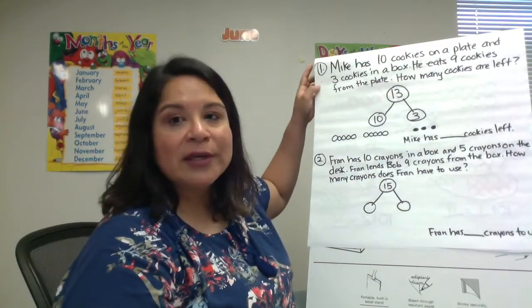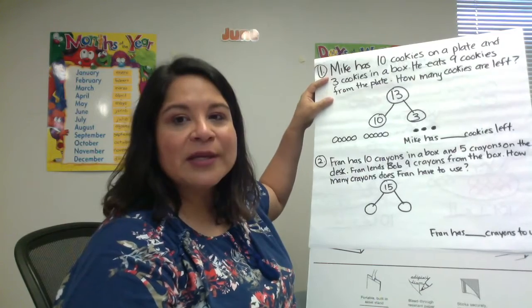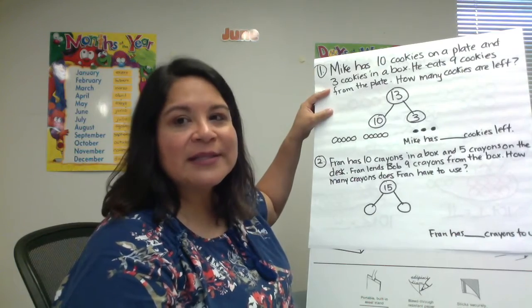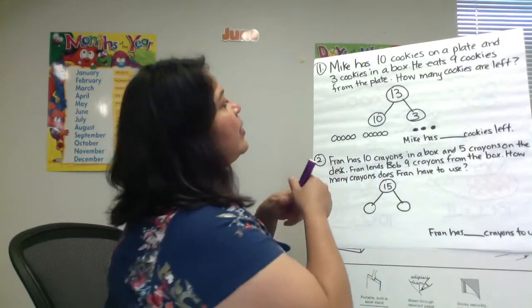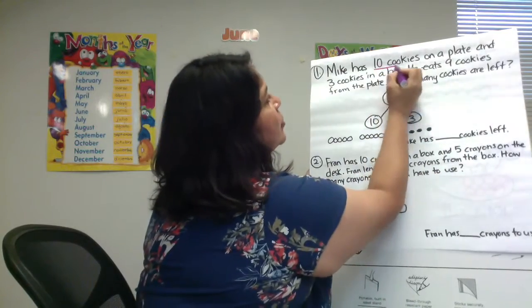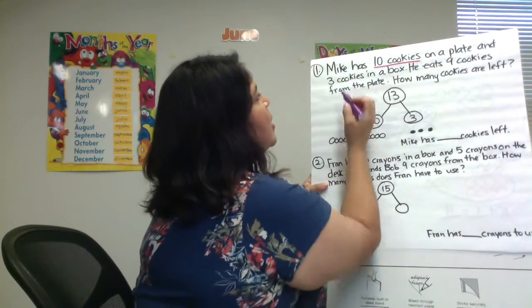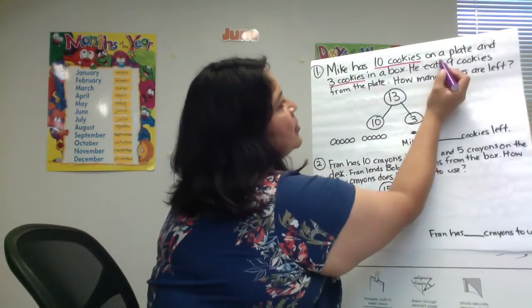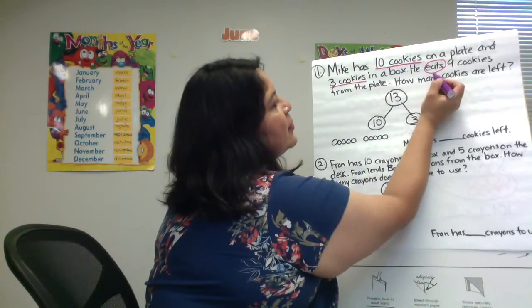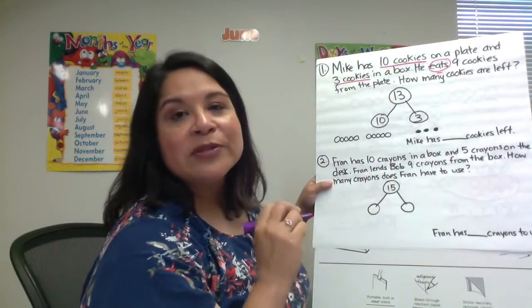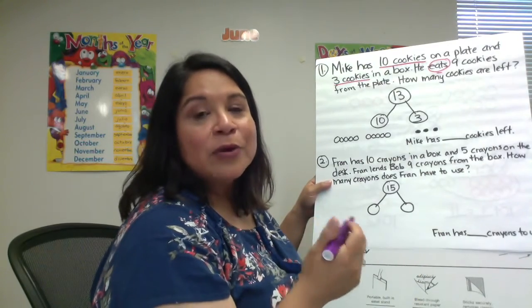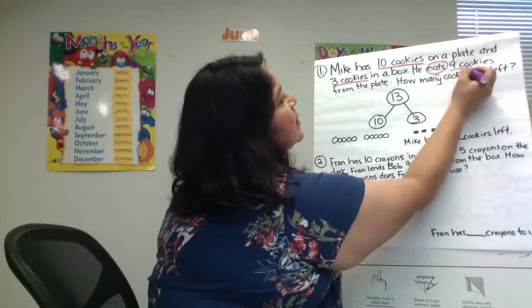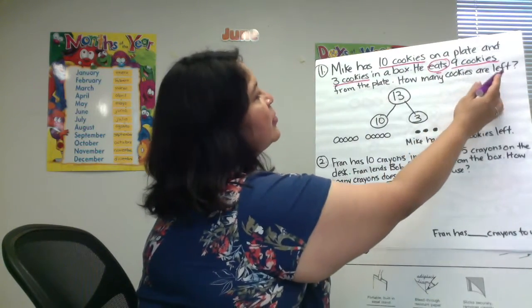Mike has 10 cookies on a plate and 3 cookies in a box. He eats 9 cookies from the plate. How many cookies are left, right? So I'm going to go ahead and underline my information. 10 cookies, right, are on a plate. 3 cookies are in a box, and he eats 9. Right? So if I eat it, then I no longer have it. So I'm going to put a subtraction sign. Remember, when we subtract, we're taking away. And we're taking away because if we're eating them, they're no longer there, right? So he eats 9 cookies from the plate. How many cookies are left?